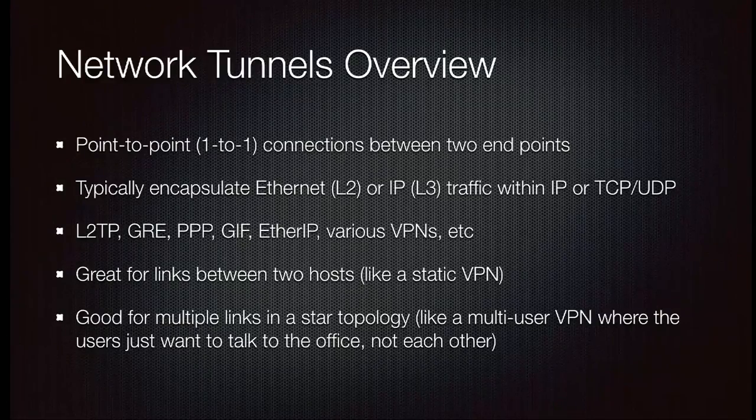Usually it's a layer 2 over layer 3, or a layer 3 over layer 4, or some other combination. But again, you probably use them if you have a VPN. You connect in, you've got your layer 2 or layer 3 traffic for your inner network, the secure network, transmitted over the outer network, the insecure internet. For example, PPP, GRE, EtherIP, Layer 2 Tunneling Protocol are all examples of this way of doing a tunnel. Certainly different technologies, but they have some similar traits.